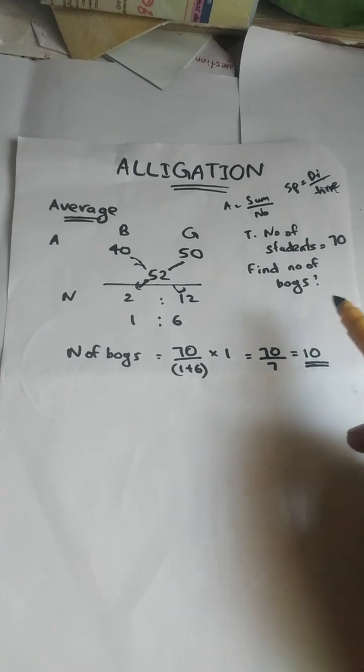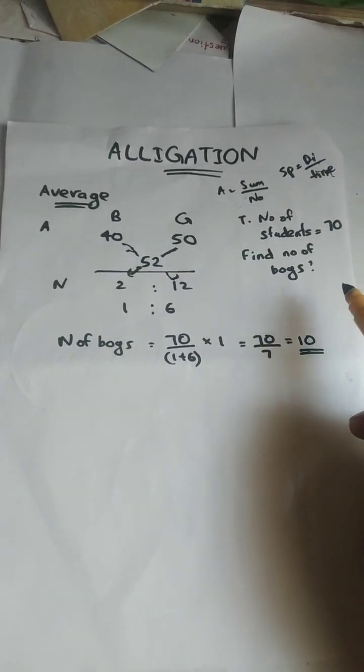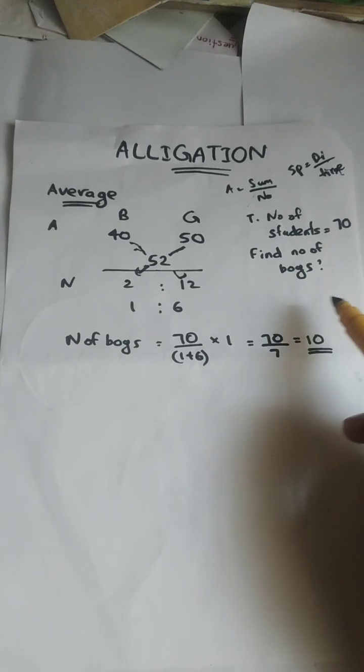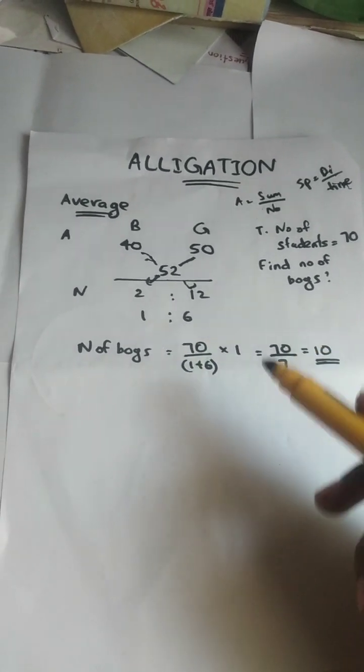1 does not have much value, or 1 does not have a place, so we don't want to consider it. So 70 divided by 7 would be 10. So the number of boys would be 10.